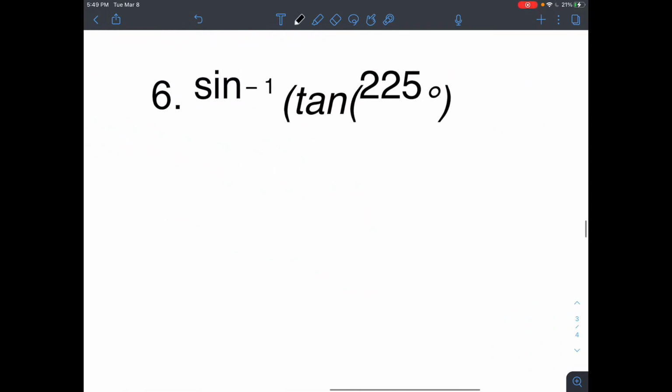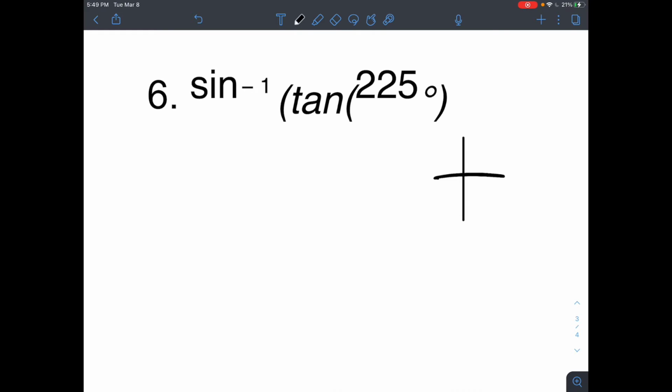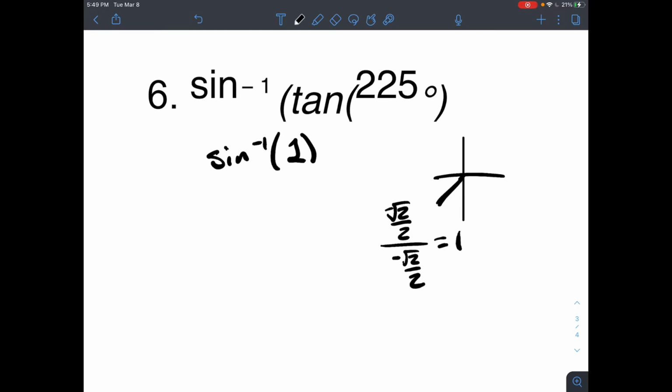Next up, tangent of 225. So tangent of 225 is going to be, that's in quadrant 3, going down here. So that's just going to be the inverse sine of 1, because you're going to get negative radical 2 over 2 over negative radical 2 over 2. That's going to equal 1. And when is sine equal to 1, that's just going to be up here. So now we get pi over 2, or 90 degrees.